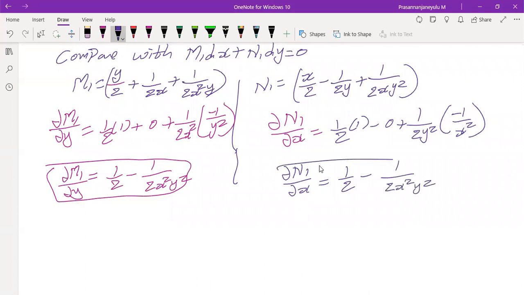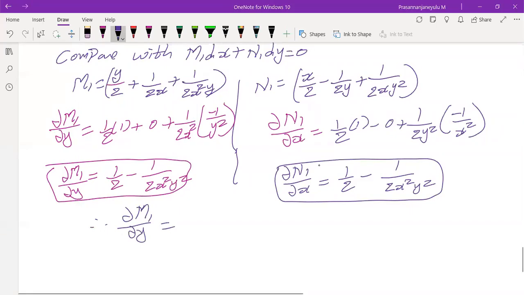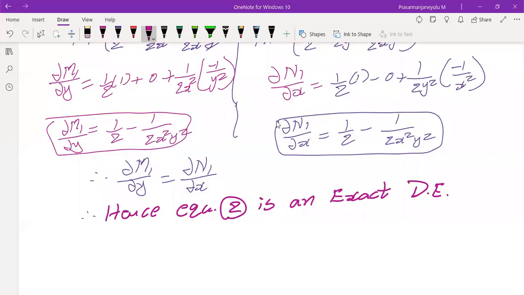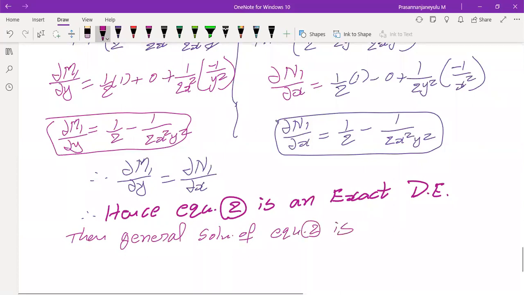Now check here whether ∂M1/∂y and ∂N1/∂x are equal or not. Yes or no? Both are equal or not? Then the general solution of equation number 2. All of you write again the formula for the general solution of equation number 2.